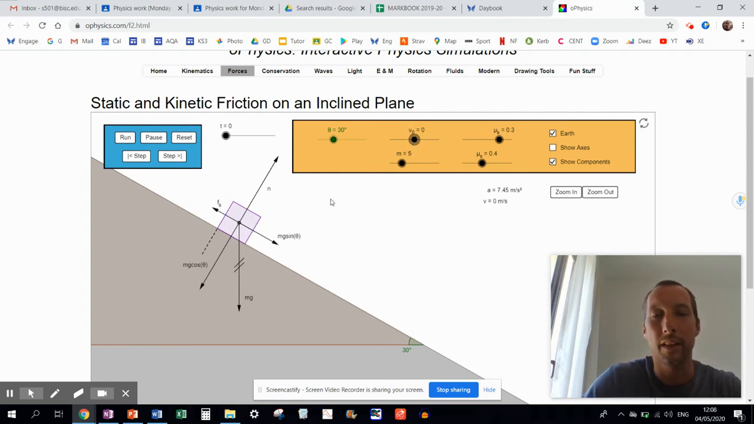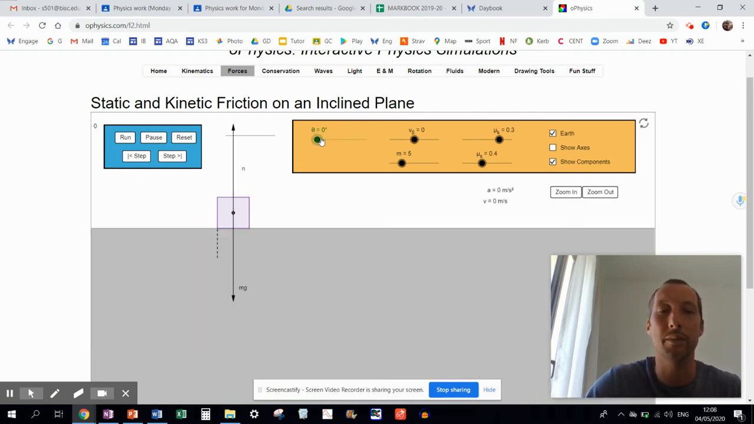There we go. Okay, so I'm going to give it an initial velocity of 0. So it's basically stationary to begin with, and I'm going to make the angle 0 to begin with. I'm also going to take off these components here. I'm going to put them back on in a minute.